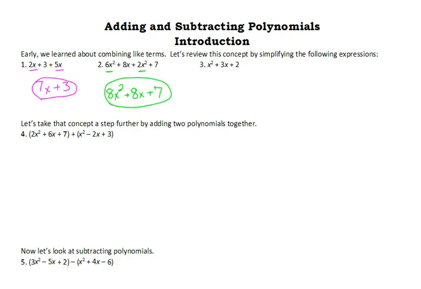Okay, moving on. Looking at x squared plus 3x plus 2. It does not look like we can do anything with that, so that is fully simplified. So we are just going to rewrite it and say that we're done.